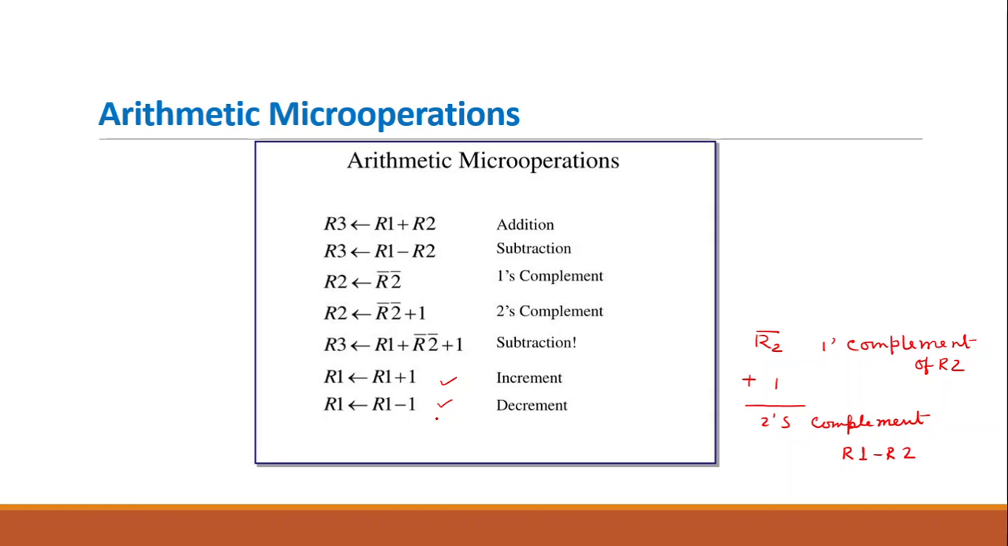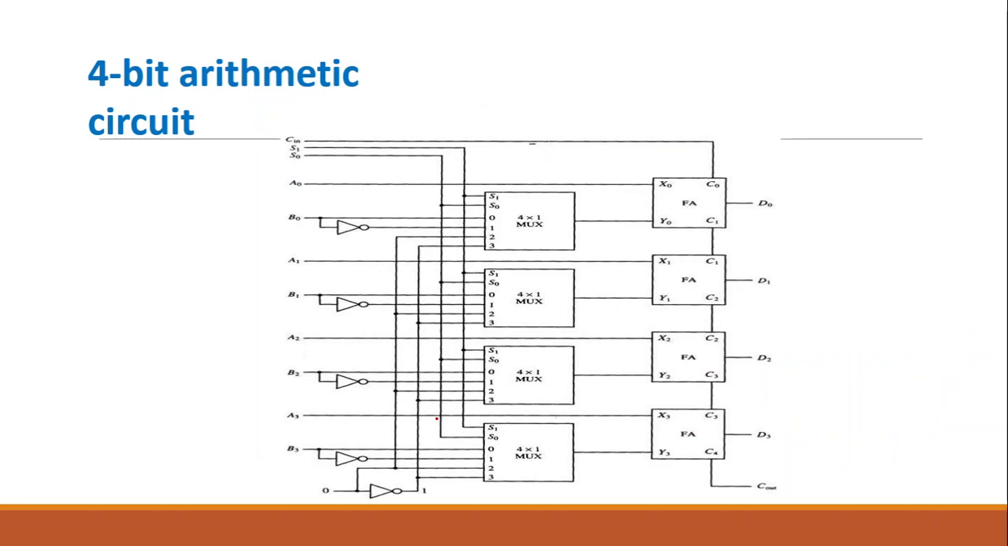The basic component of this arithmetic circuit is the parallel adder. By controlling the data inputs to the adder, it is possible to obtain different types of arithmetic operations. The diagram shows a 4-bit arithmetic circuit. It has 4 full adder circuits that constitute the 4-bit adder and 4 multiplexers for choosing different operations. There are two 4-bit inputs A and B and a 4-bit output D.